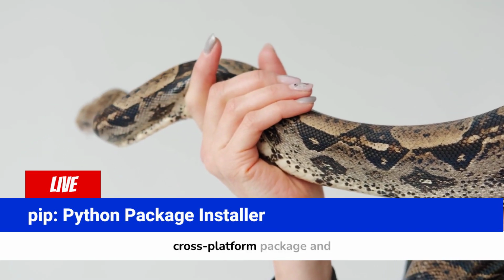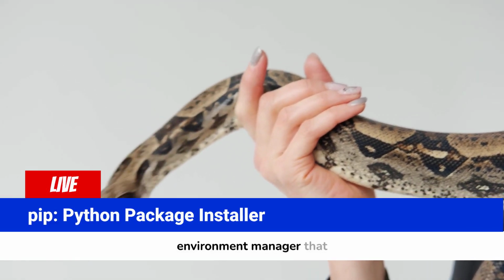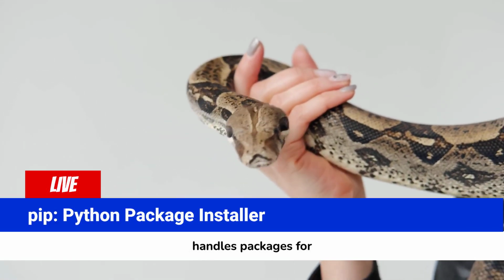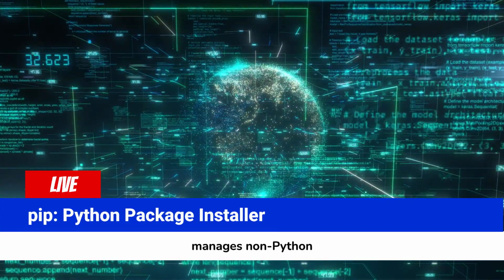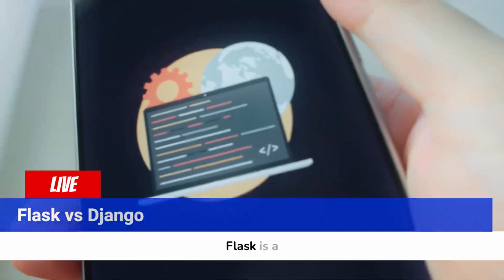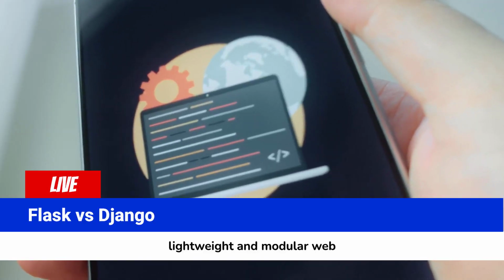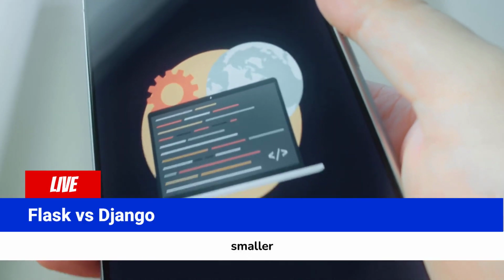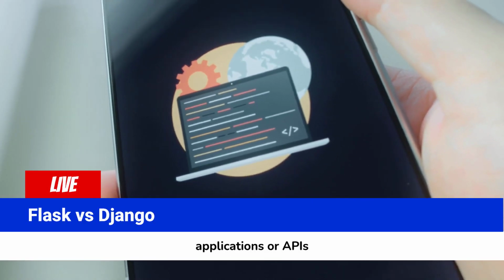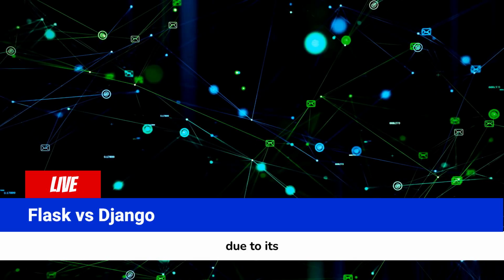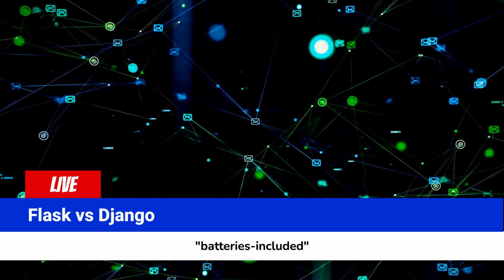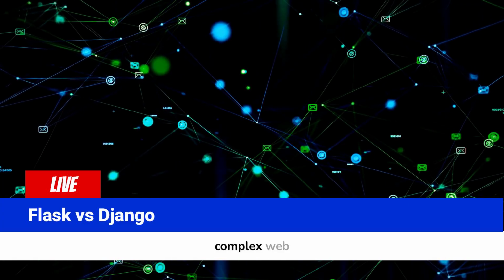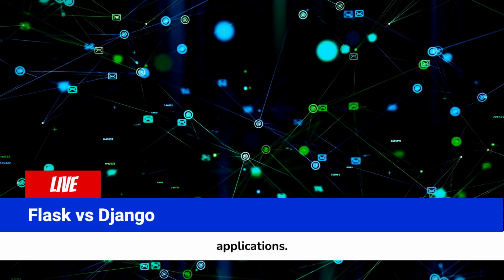Conda is a cross-platform package and environment manager that handles packages for multiple languages, including Python, and manages non-Python dependencies. Flask is a lightweight and modular web framework, often chosen for smaller applications or APIs due to its simplicity. Django is a full-featured, batteries-included framework, suitable for larger, complex web applications.